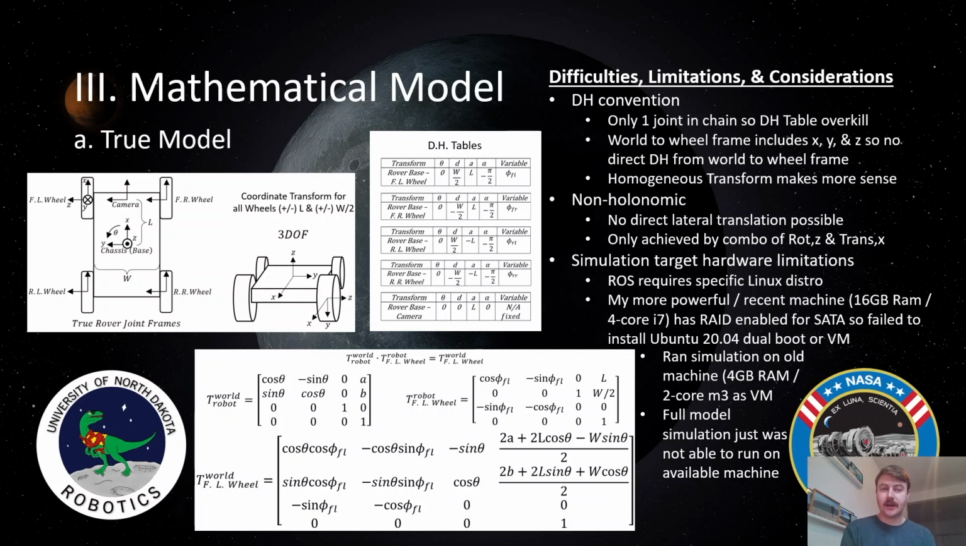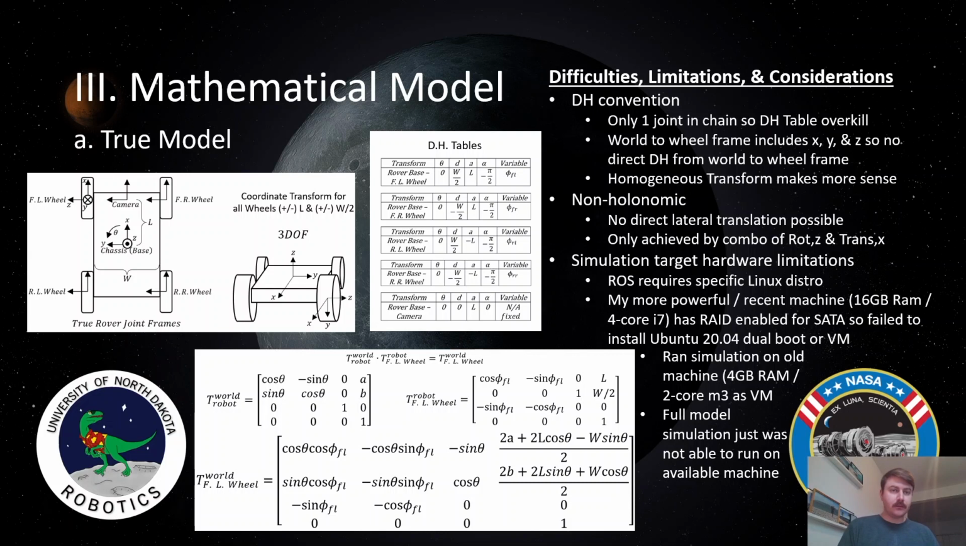And I tried to make the DH tables for the chassis to the wheel, and although I was able to derive those, since it was only one joint transform, it seemed a little bit like overkill, but I included the tables just for thoroughness. So what I ended up doing instead was using a homogeneous transform, because that also meant that I could go from the world frame all the way to the wheel frame without worrying about the Y component messing up the DH convention.